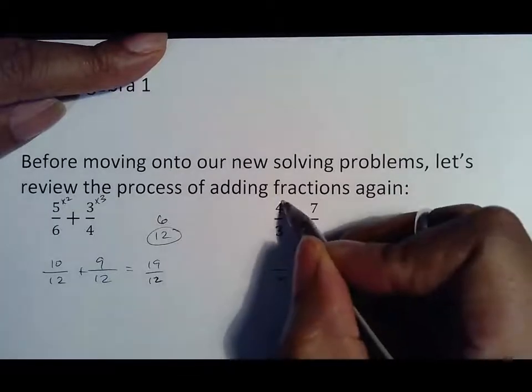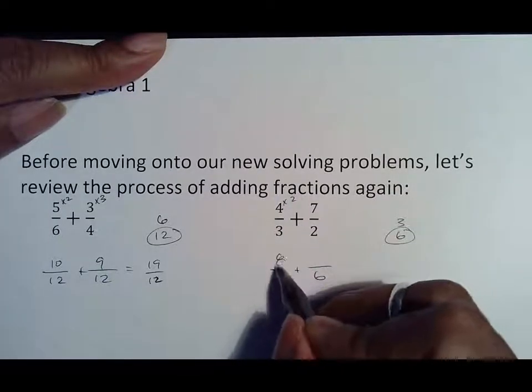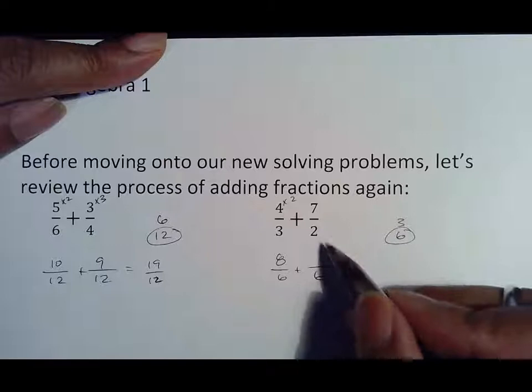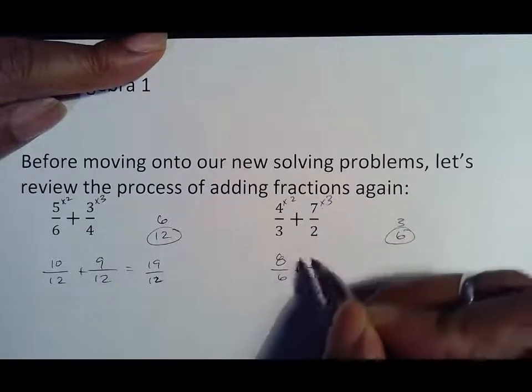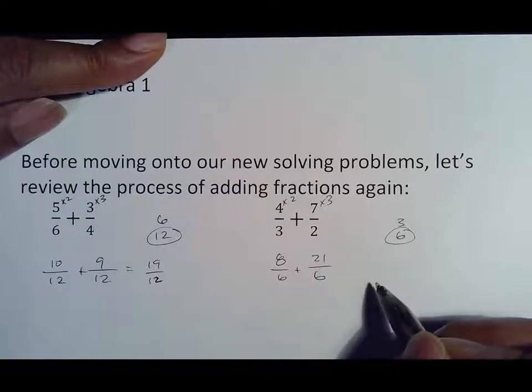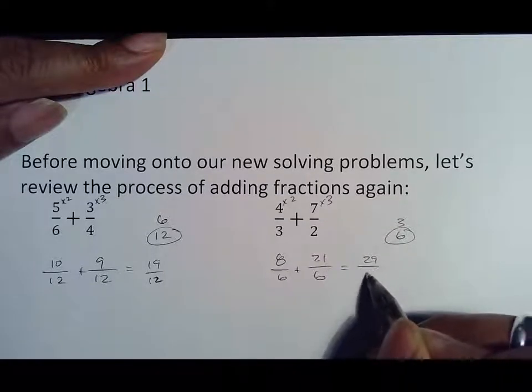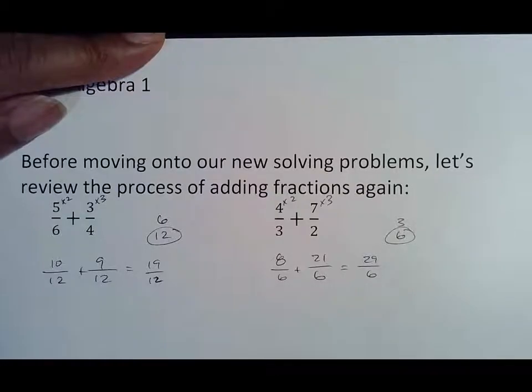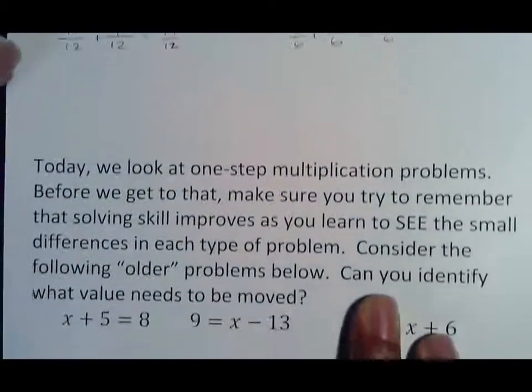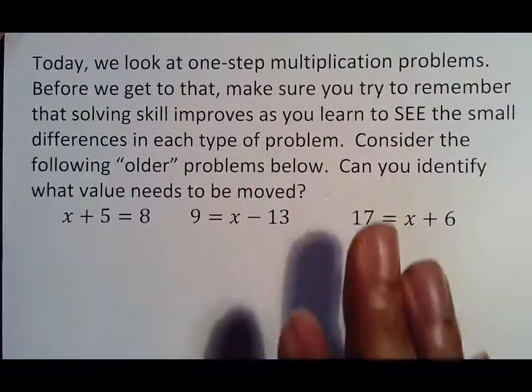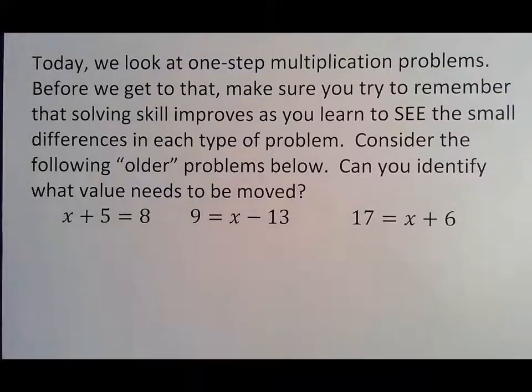3 goes into 6, that would be 2 times. 4 times 2 turns into 8. 2 goes into 6, that would be 3 times, which would make this 21. 8 over 6 plus 21 over 6, again add the top, 29 over 6. And that is your answer. So hopefully you're getting that. Again, if you're having issues and you want to understand what's going on, please make sure you call or email so I can try to help you out.